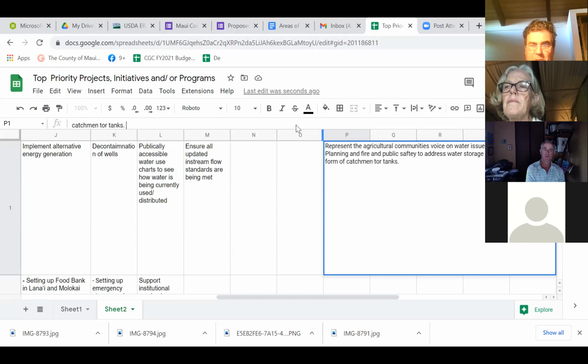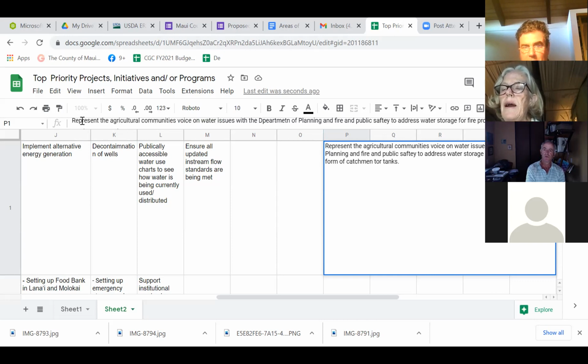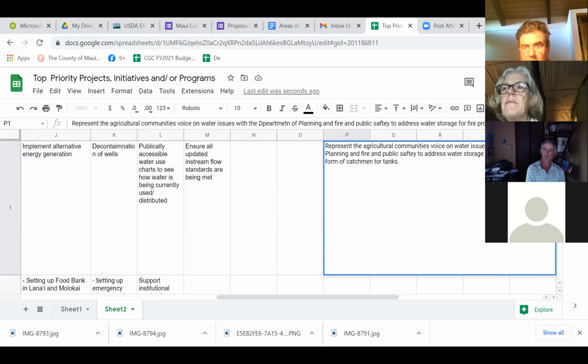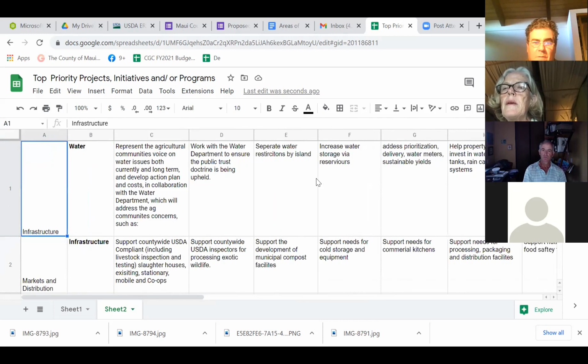Not necessarily catchment or necessarily tank. Either way, just say fire protection and leave out the different forms. Okay, so that would be another separate action that is under water. Does that work? Yeah, that's good. Okay, thank you.